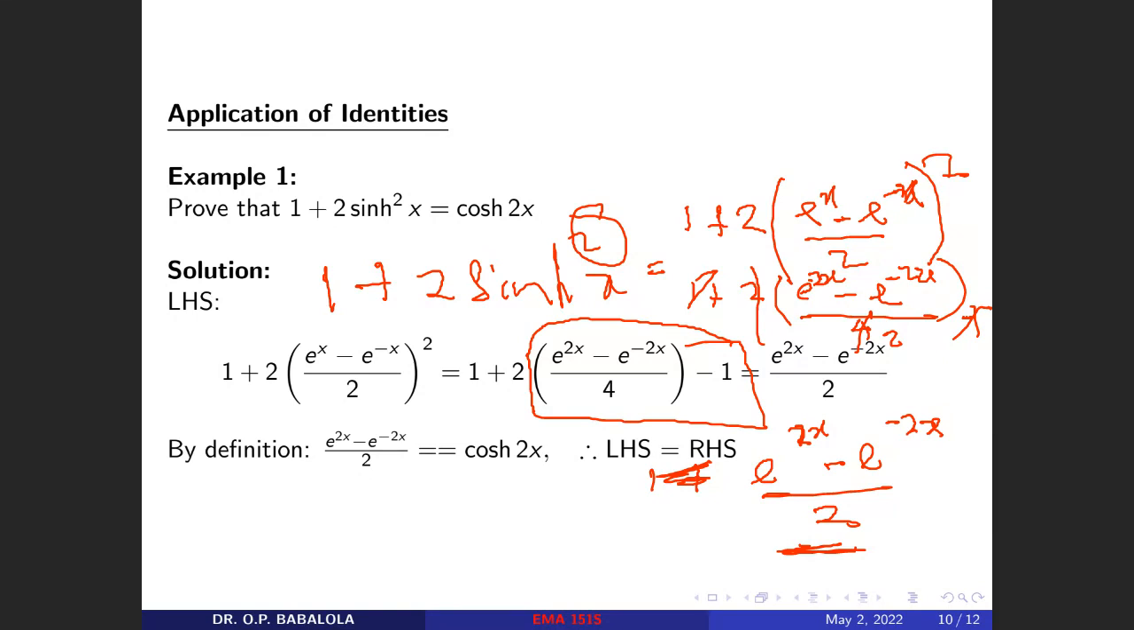All right, and if you look at your cosh x, what is it?